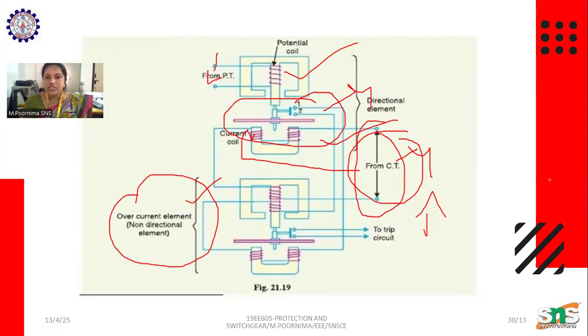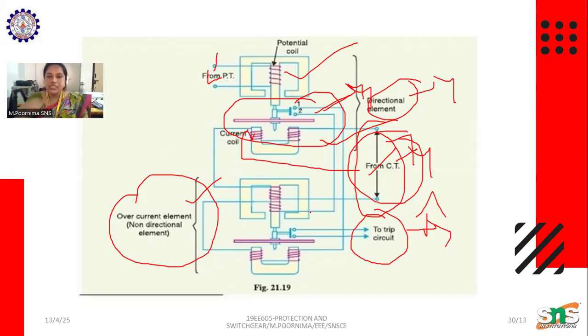When this gets energized, we are getting the current from the current coil, and it automatically rotates and trips the circuit. This is what a direct element is. Here also we have a trip to the circuit. This is the construction and working of this induction type relay.